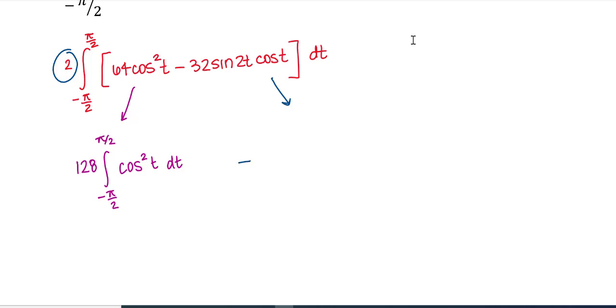So the second one, I still have this 2 that has to be applied. So I'm going to say minus 2 times 32 would be 64. And I'm integrating sine 2t cosine t dt. And I hope we can recognize the technique of integration for that one because sine of 2t is the same thing, my trig identity, putting my angles the same, would be 2 sine t cosine t times that initial cosine t that I had.